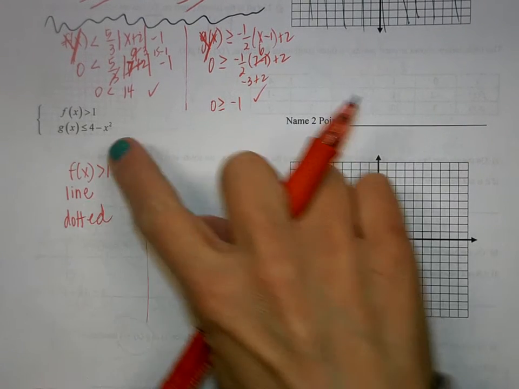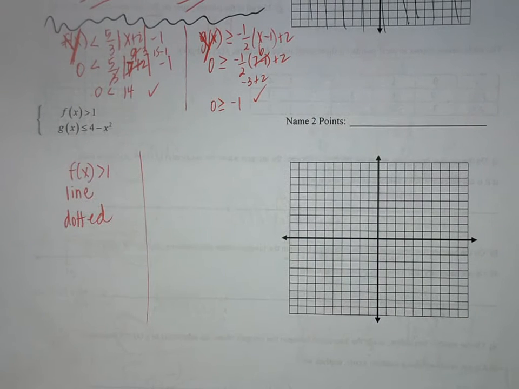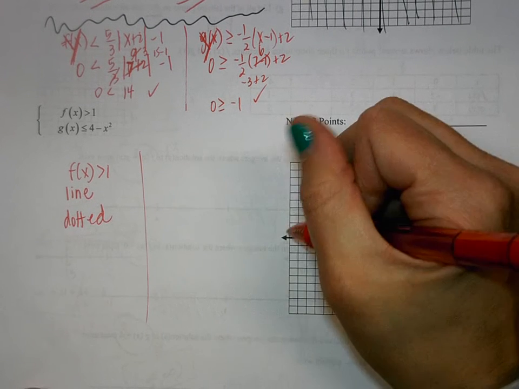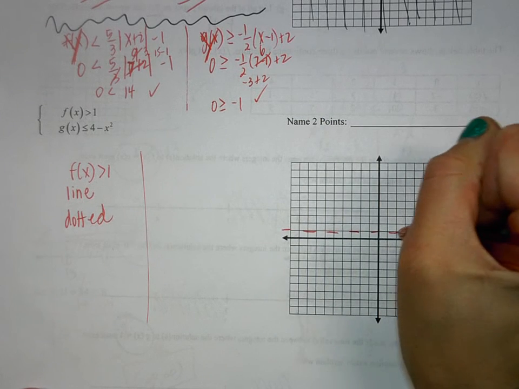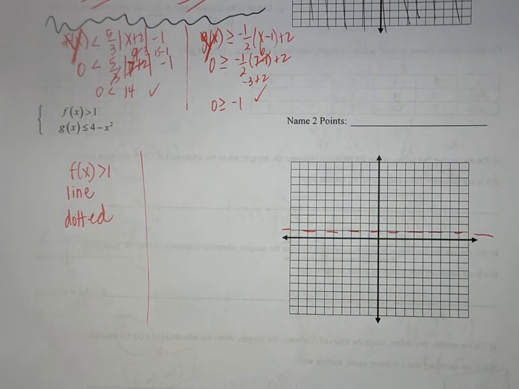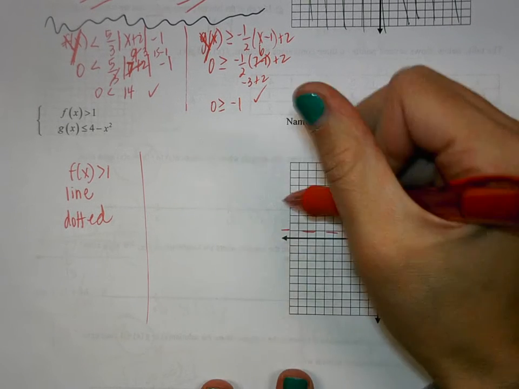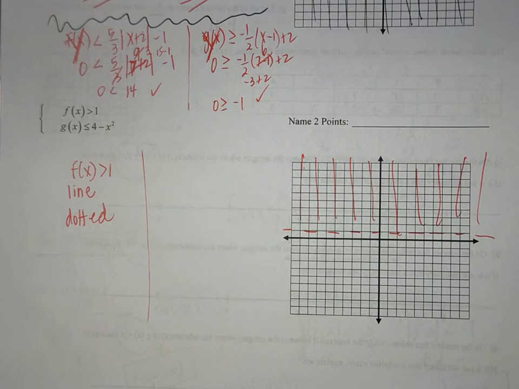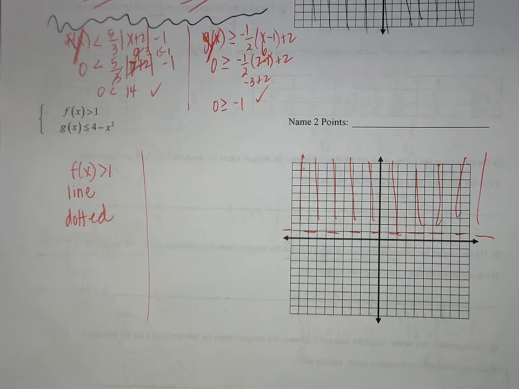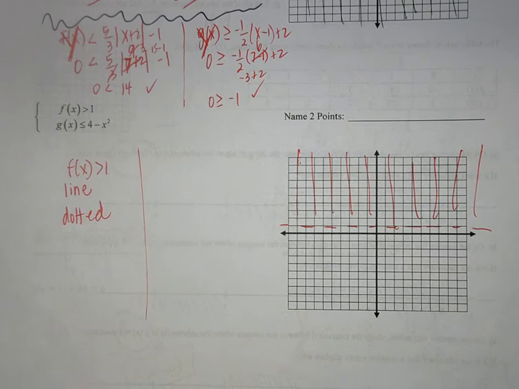Okay. Where do I go to graph this first equation? Where do we go when it just has a number? Good. Up 1. Okay. And we're going to make a dotted line here at 1. Okay, where will I shade? Very good, going up because it says greater than. Okay, next we have our g of x equation.